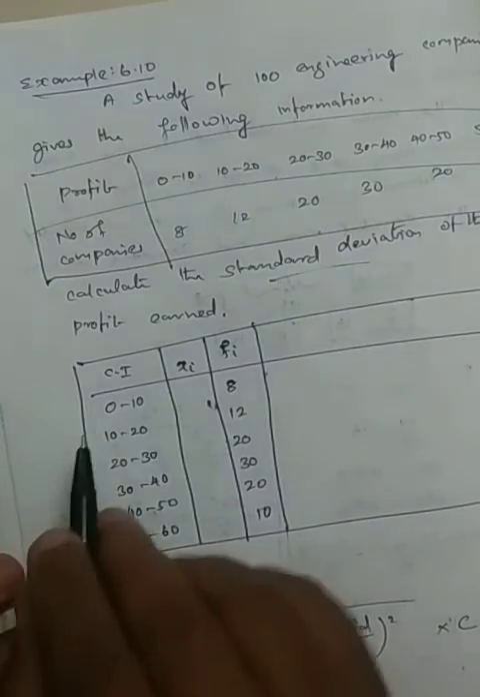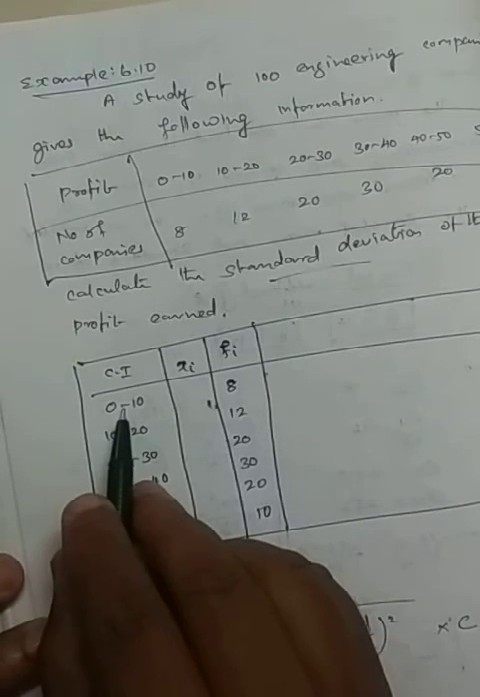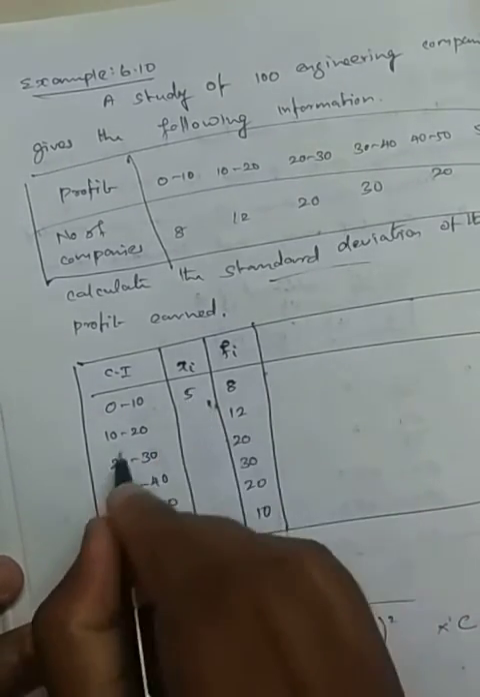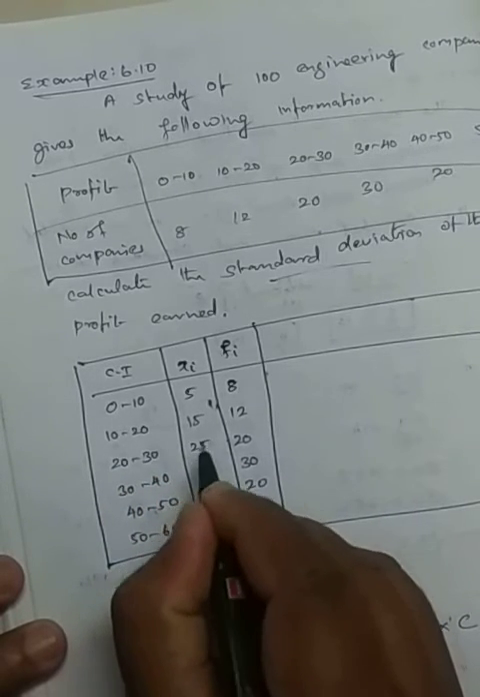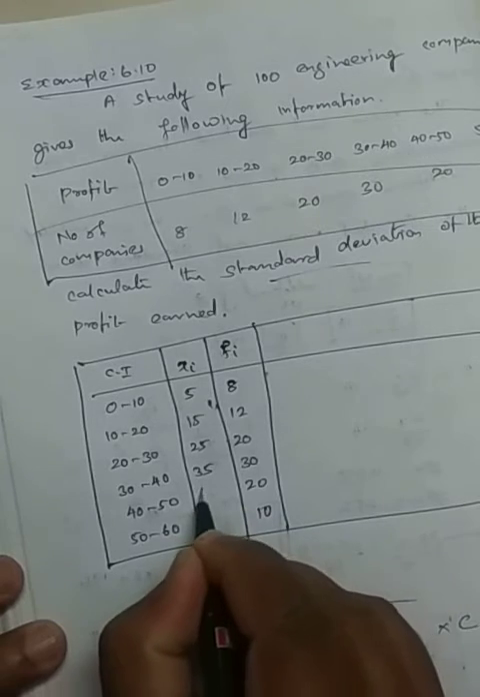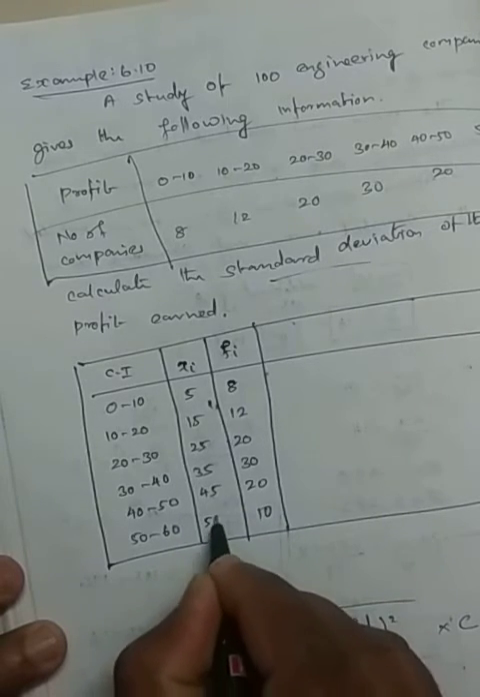Xi, how will you find it? Add up the lower limit and upper limit. 0 plus 10 is 10, 10 divided by 2 is 5. 10 plus 20 is 30, 30 divided by 2 is 15. This is 25 that will come. This is 35, this is 45, this is 55 will come.